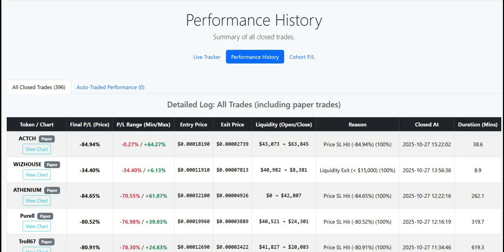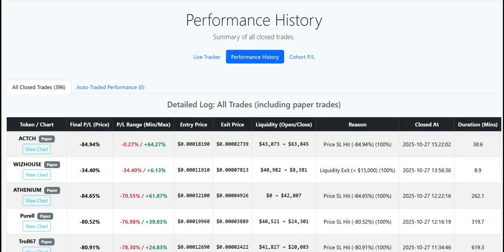First, look at the token ACTCH. The final PL shows it closed with a loss of nearly 85%. But the most important column here is the P/L range. It shows that at its peak, this signal was up plus 64.27%. This highlights the volatility of the market and the importance of having a take-profit plan. So, why did it close? The reason column tells us exactly why. Price SL hit. This means the price dropped to a predefined stop-loss level, and the system flagged an exit to manage risk and prevent further losses.